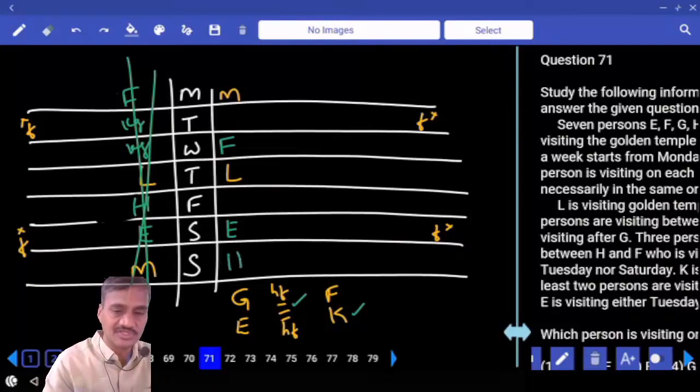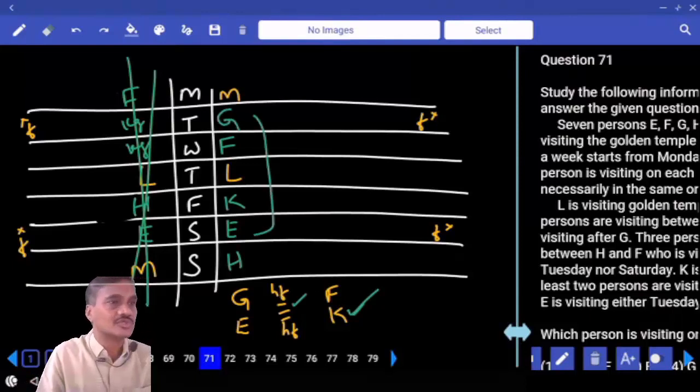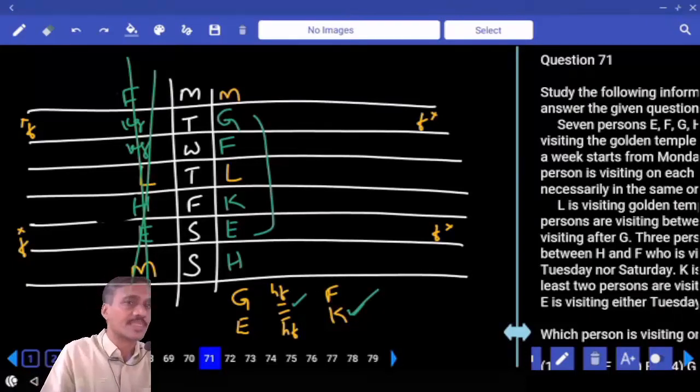If F is here, H is here. And K is after this F, K is here. If K is here, G must be here. In between E and G, at least 2. Hence, G must be on Tuesday. Done with this? And this is the final arrangement.